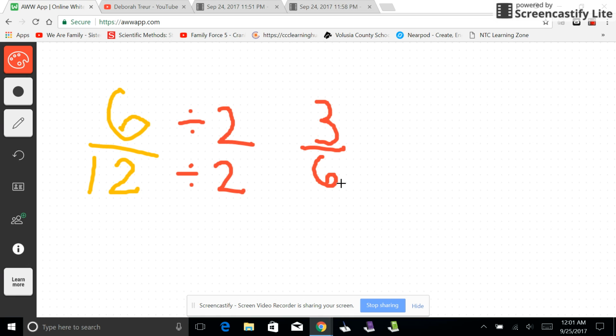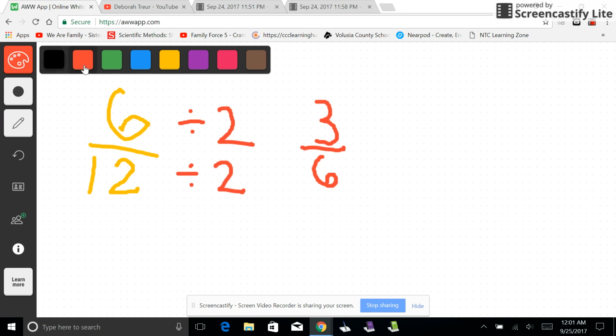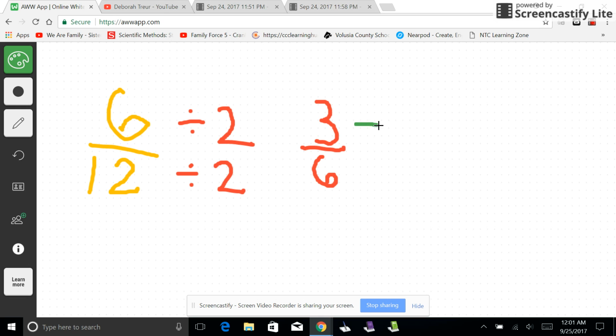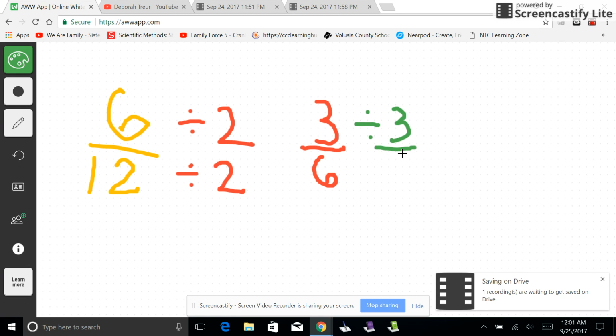But if I'm looking at this and it says that they want it in simplest form or the lowest form, that means that this still needs to go more because I know that 3 can go into 3 one time, and I know that 3 can go into 6 two times. So I'm going to show you what that would look like again. So I would divide both of them by 3.